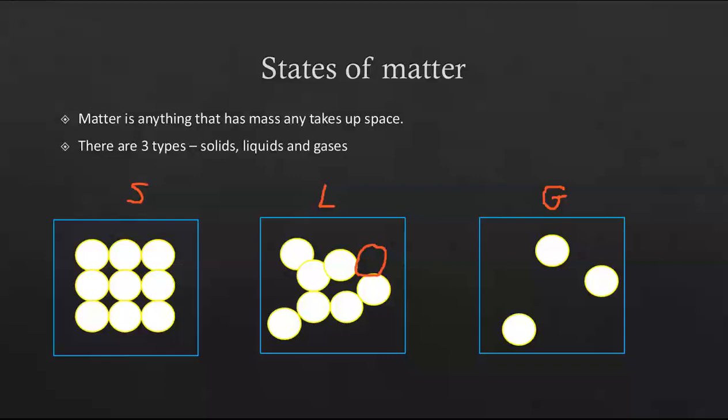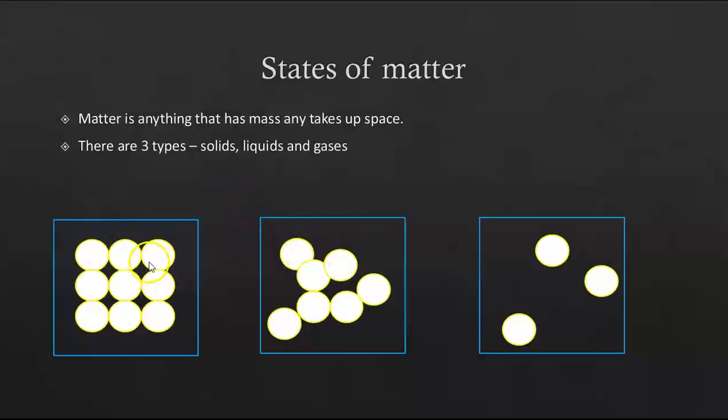Then we've got a gas. And our gases, you can see these particles are not touching, and they are spread out as well. So that's what our solids, our liquids, and our gases look like. So now we know what they look like in terms of the particle model, we need to be able to describe them in a little bit more detail.